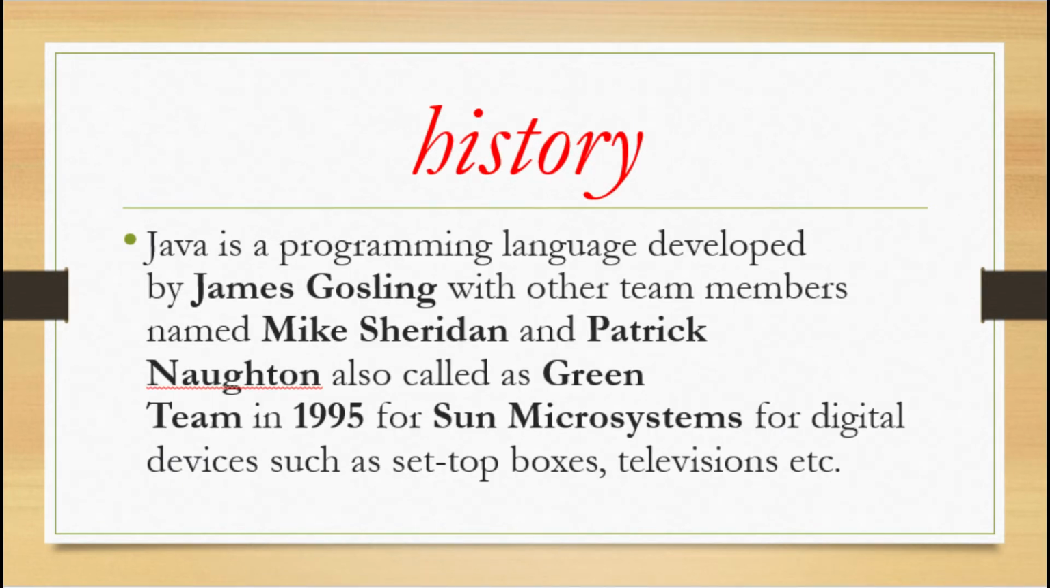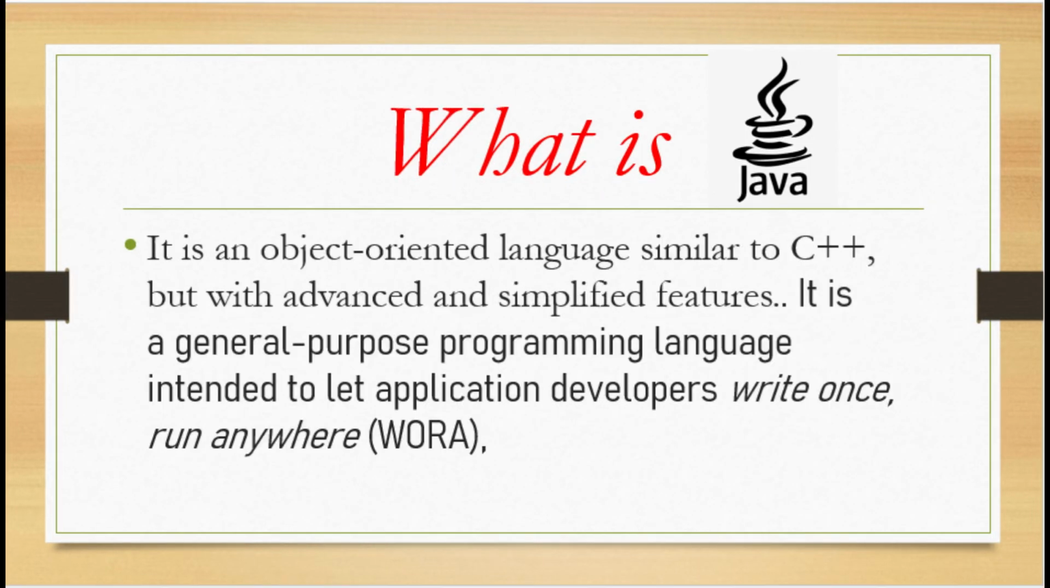Before going to that, I would like us to talk about the history of Java. Java is a programming language that was developed by James Gosling and his team members for Sun Microsystems. So what is Java all about? Java is an object-oriented programming language which is similar to C++, but it has advanced and simplified features.